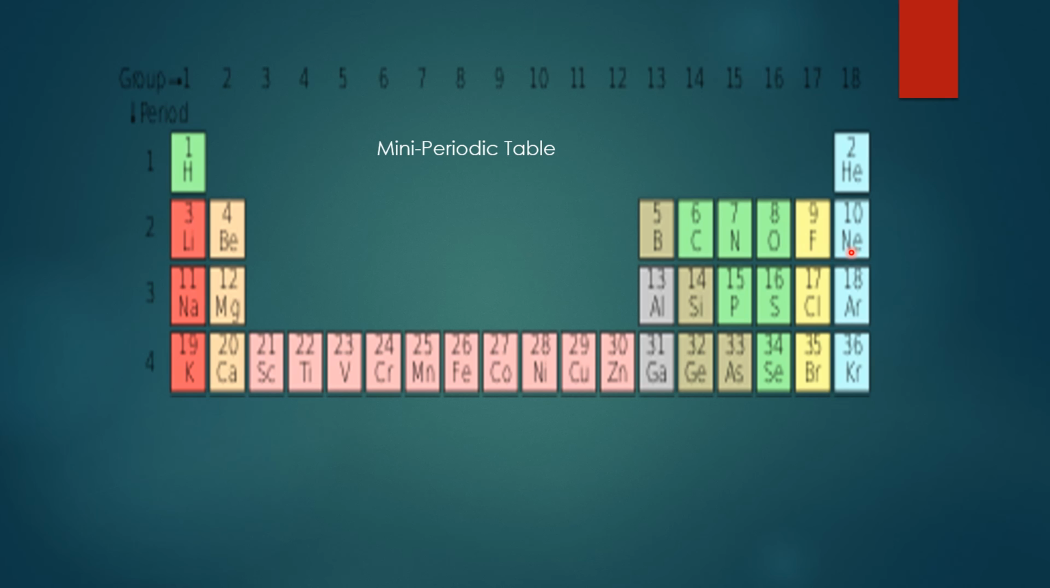So you learn horizontally. Sodium, magnesium, aluminum, silicon, phosphorus, sulfur, chlorine, argon. Next, potassium, calcium, scandium, titanium, vanadium, chromium, manganese, iron, cobalt, nickel, copper, and zinc. These 30 elements are in your syllabus for the examination. So please learn this mini periodic table. Are you clear, children?